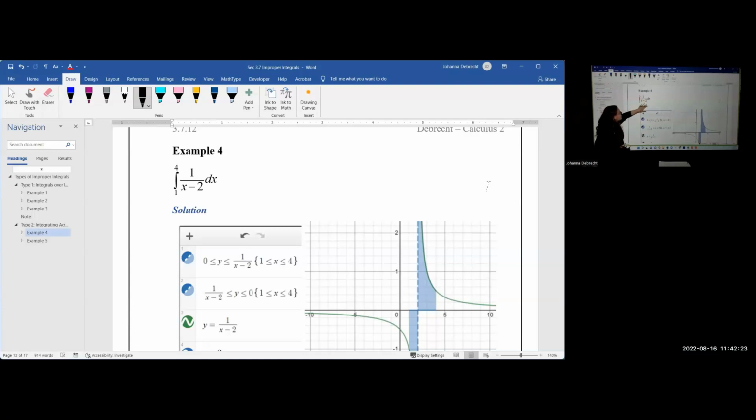So when we're looking at this graph, this is a rational function. It's been shifted to the right by 2. And so it has this vertical asymptote here at x equals 2.